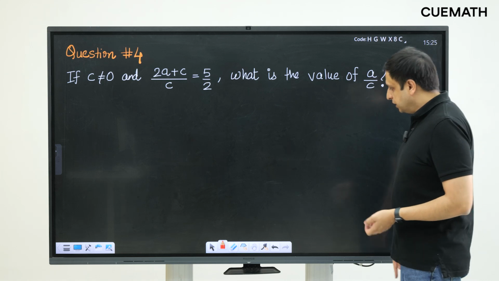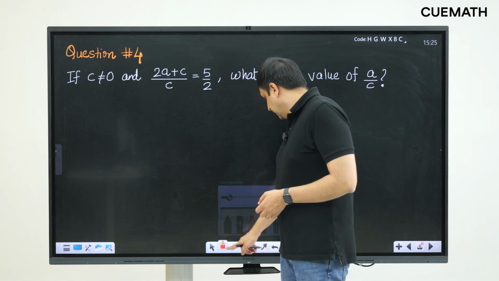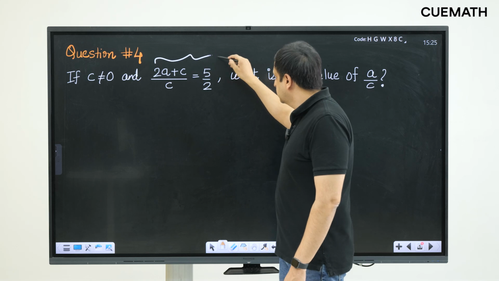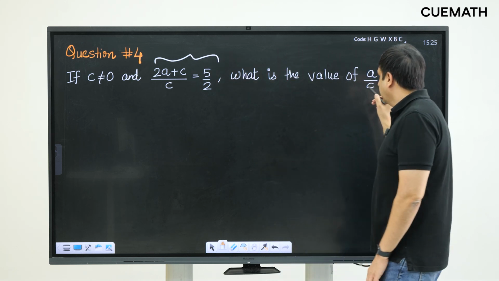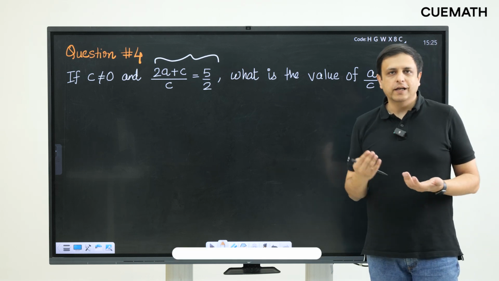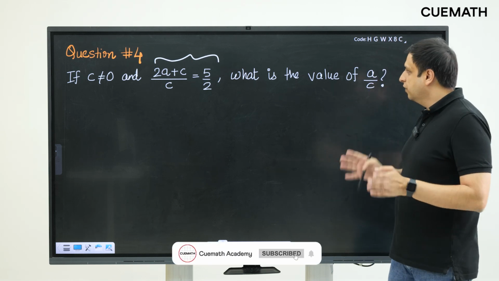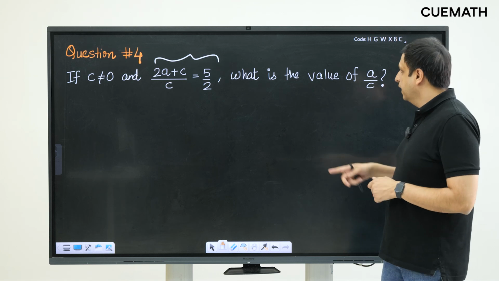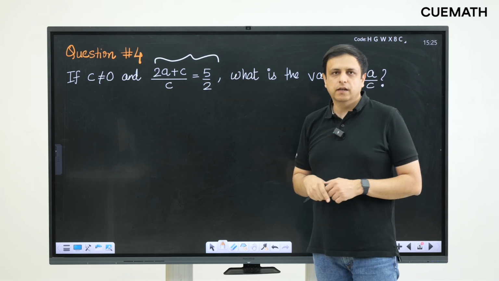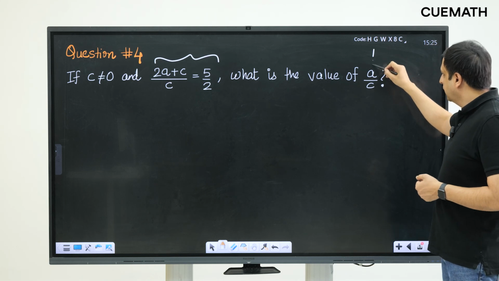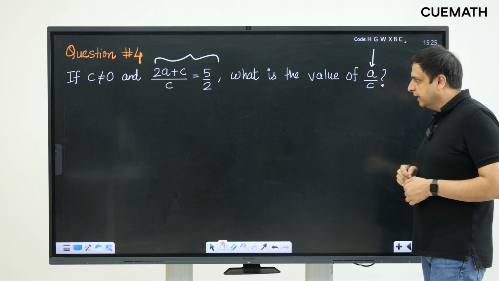The next question says, if c is not equal to 0 and (2a plus c) by c is equal to 5 by 2, what is the value of a by c? Once again, find only what you need to. You don't need to find the values of a and c separately. In fact, you can't do that because you just have a single equation but two variables. What you need to find is the value of this ratio a by c.